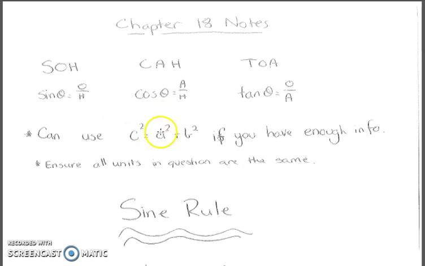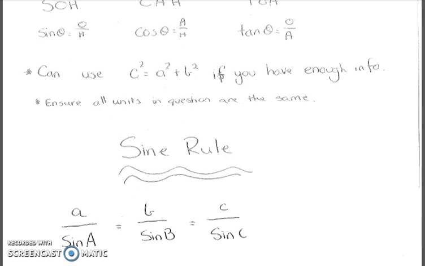Once again, if you have enough information, you can use c squared equals a squared plus b squared. You can use that to even find information, so you can find angles, etc.